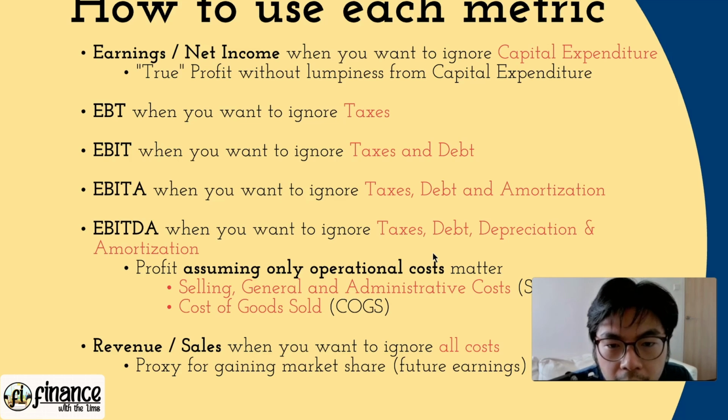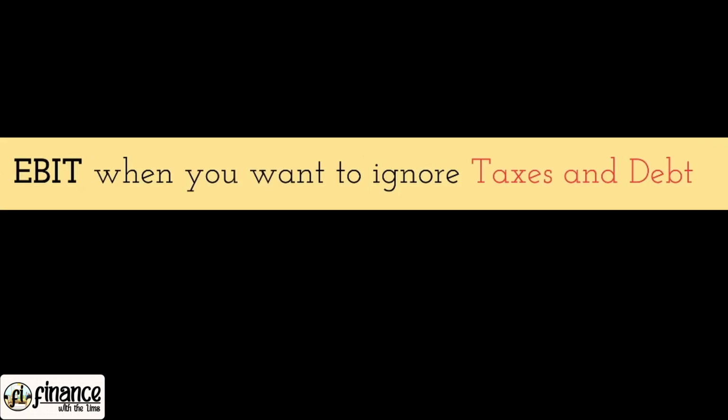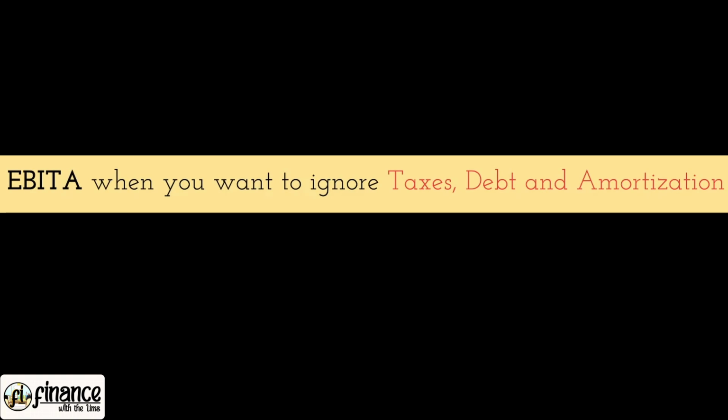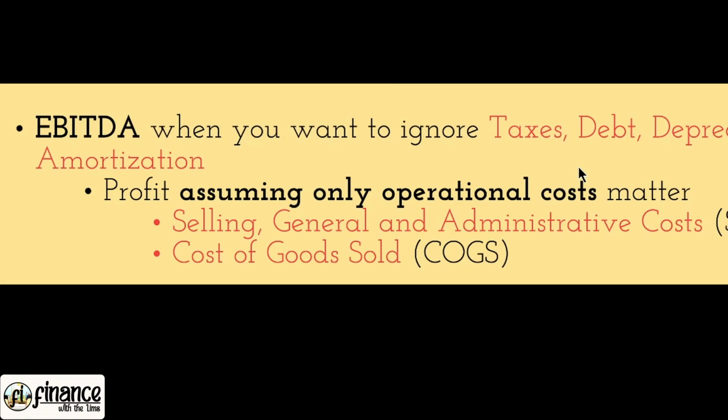What about EBT? So this is used when you only want to ignore taxes. So perhaps a company has specific write-offs on taxes or tax reliefs and you don't want to account for that. This is one way to remove it from your analysis. EBIT is used when you want to ignore the interest payments on debt as well as taxes. EBITA is used when you want to ignore taxes, debt, and amortization. And finally, EBITDA is used when you want to ignore taxes, debt, depreciation, and amortization.